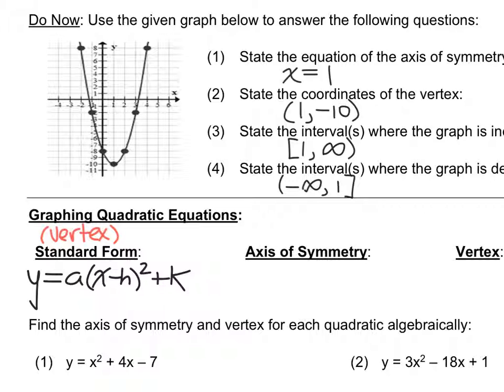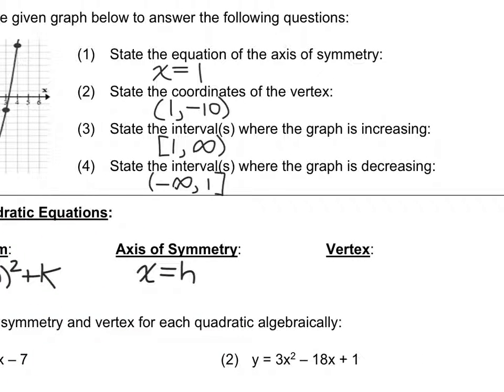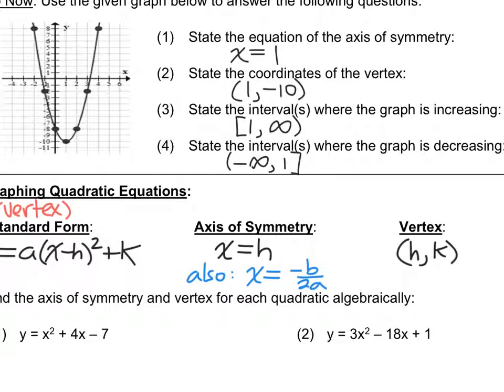So the axis of symmetry would be x equals whatever the h value is, and the vertex is h comma k. There are other ways to do this because we also know that the axis of symmetry is x equals negative b over 2a. The issue with that is I see an a, but I don't see any b's in my standard form equation. So this one doesn't quite fit what we're doing here.